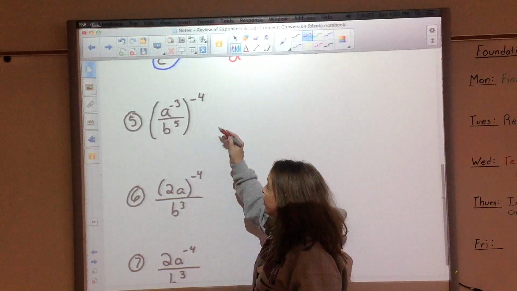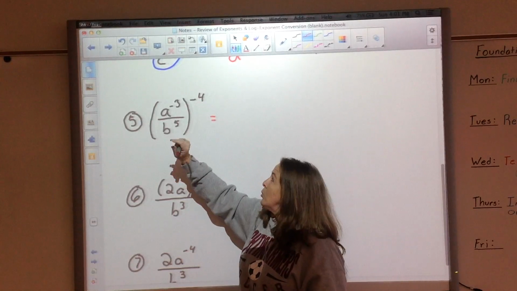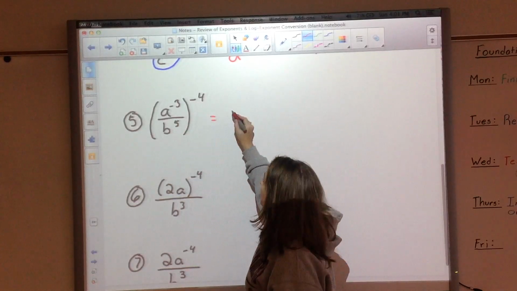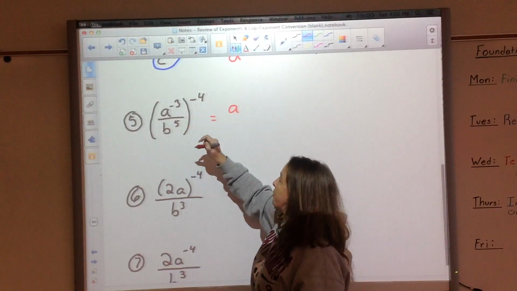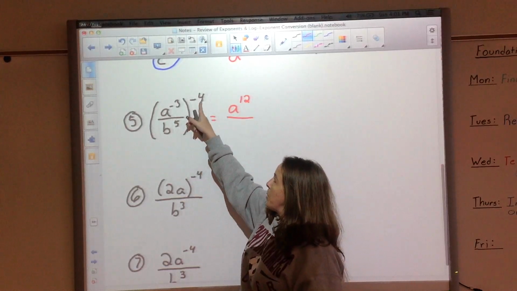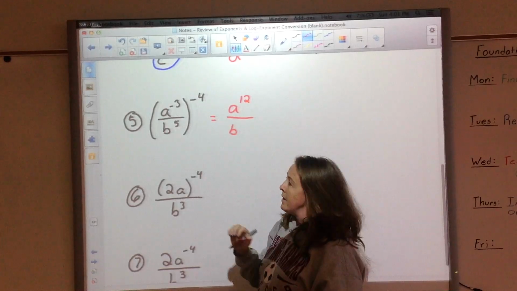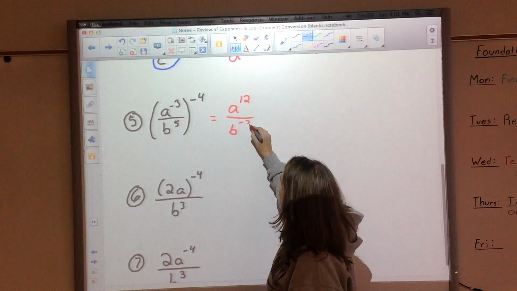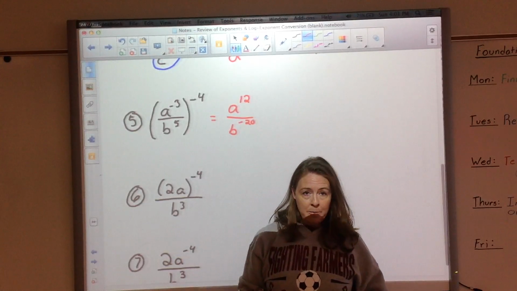So one thing that you could do is you could go ahead and distribute that negative 4 exponent, in which case I have to multiply those exponents. So I'm going to keep the base as a, but then multiply negative 3 times negative 4 gives me a positive 12. Then on the bottom, remember, distribute it to both things. So keep the b as my base, but then 5 times negative 4 is going to give us a negative 20. Then you can look at your exponents and decide, does anything else need to be done?